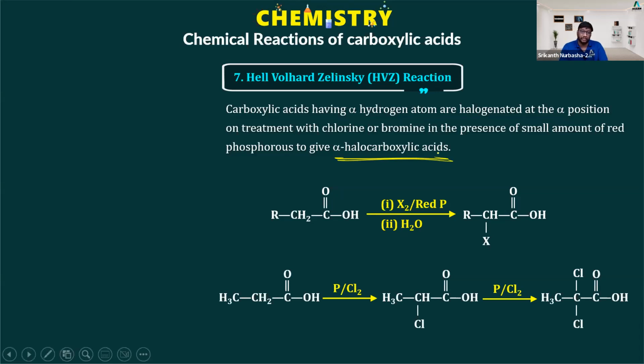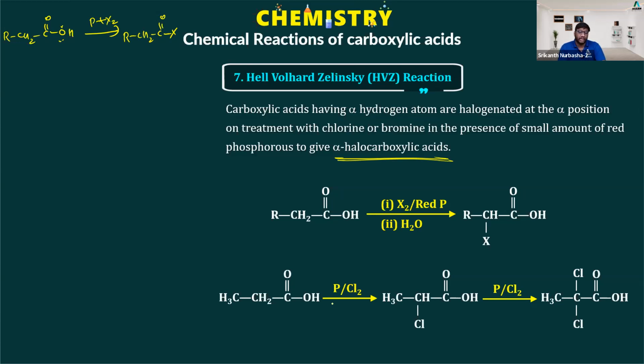How is this going to happen? First, let us take RCH2 C double bond OH. I am treating it with red phosphorus in the presence of X2. So P plus X2, can I say PX3 is formed? That means what is going to happen? The phosphorus halide reacts with the carboxylic acid. You will get what? Acyl chloride or not? RCH2 C double bond X is going to be obtained.